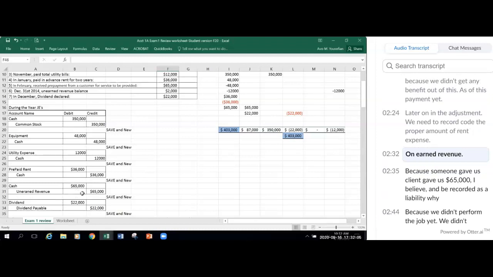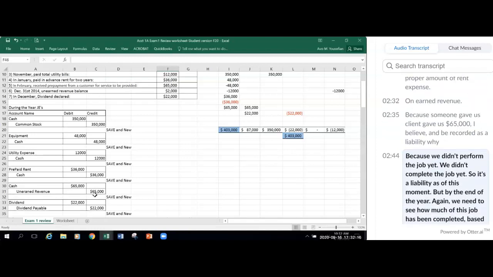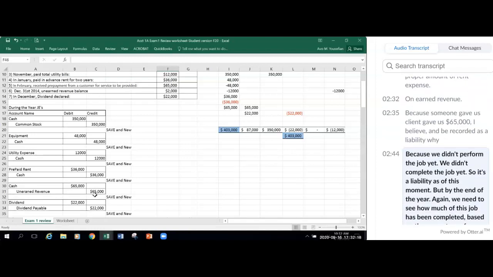Unearned revenue, because a client gave us $65,000, I believe, and we recorded it as a liability. Why? Because we didn't perform the job yet. We didn't complete the job yet. So it's a liability as of this moment. But by the end of the year, again, we need to see how much of this job has been completed. Based on the percentage of completion, we will recognize the proper amount of revenue.